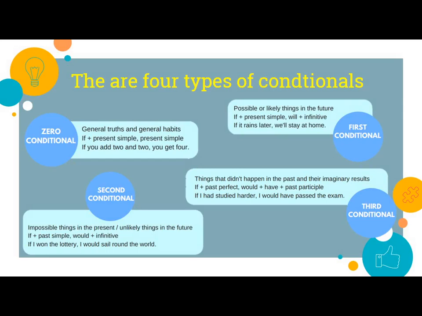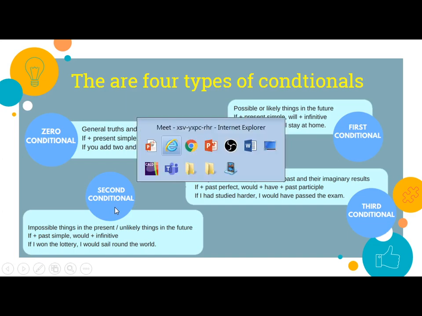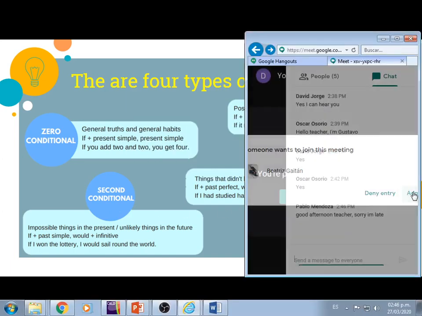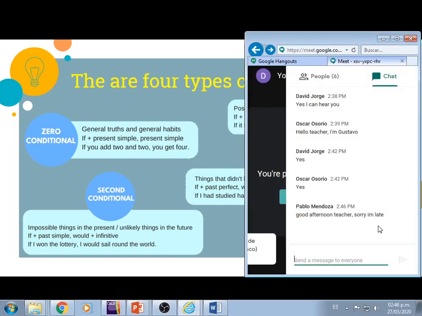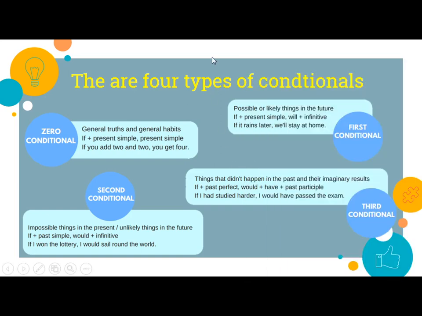As I was telling you at the beginning, we're going to check 4 different types of conditionals: zero conditional, first conditional, second conditional, and third conditional. Don't worry, Pablo, you are on time. Again, zero, first, second, and third. The first 2 conditionals are the ones where you're going to find all the information in unit 24.